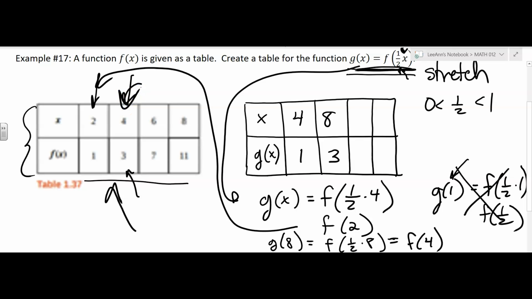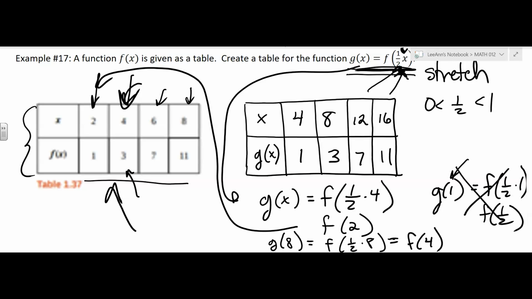Okay? All right, so what's happening is we are doubling the inputs to be able to make this g of x function work according to the table. So we're going to double the 6, that'll make it 12. And we're going to double the 8, which will make it 16. The outputs are staying the same because when you put in a 12 up here, that's going to be f of 6, which has an output of 7. When you put in the 16, you're going to get f of 8, which that output is 11.